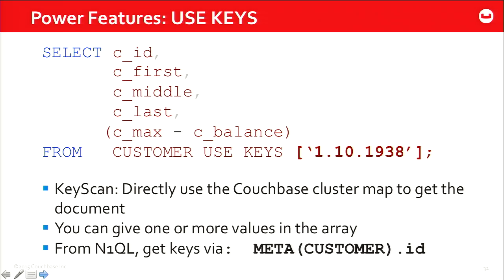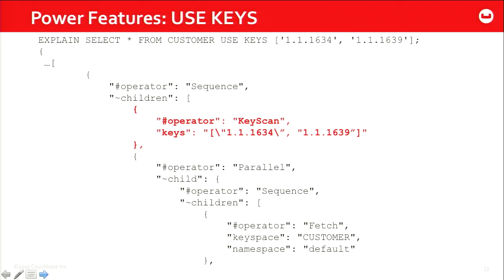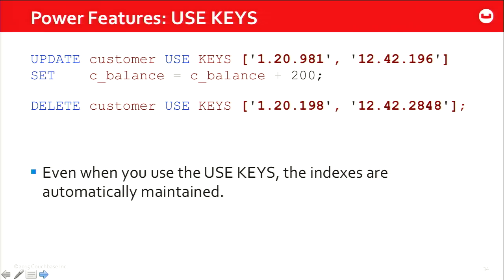When you want to access these keys directly from SQL, you can do a meta of this customer. In this case, customer is the key space, and .id will give you the key. And here, for a query like this, here is an example where I have used multiple keys, and the explain will give you the key scan. One of the advantages is once you get the document back, you can do further processing within NIQL without having to write any complex program. That's the beauty of it.